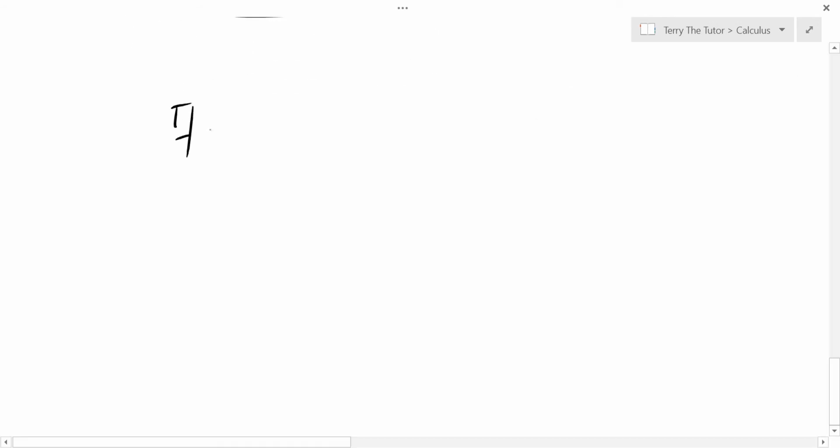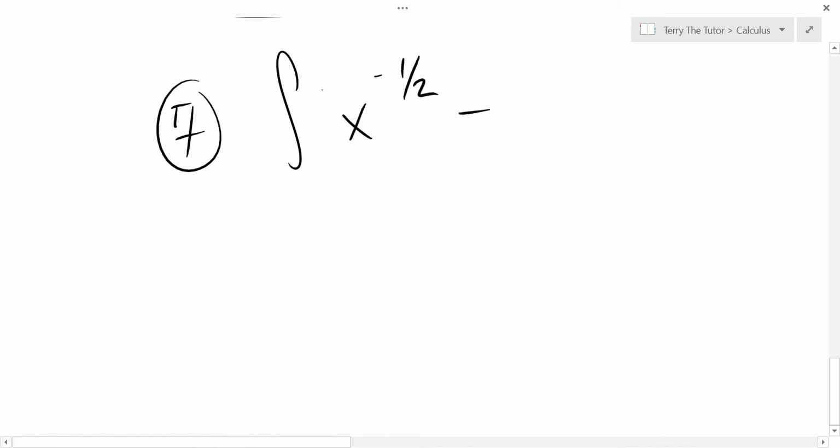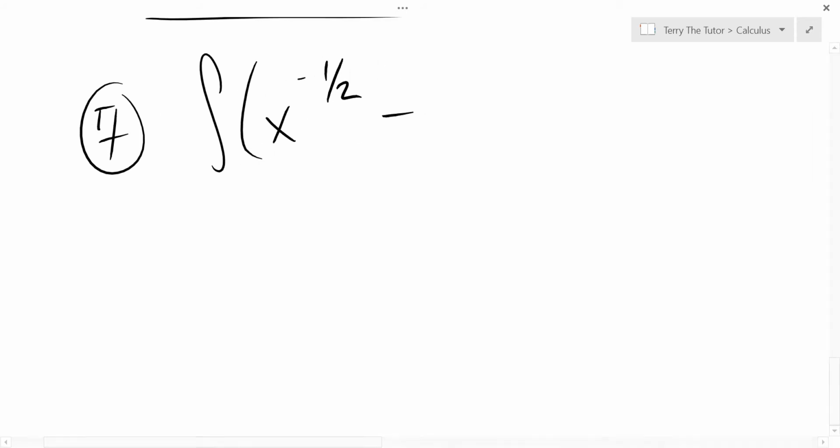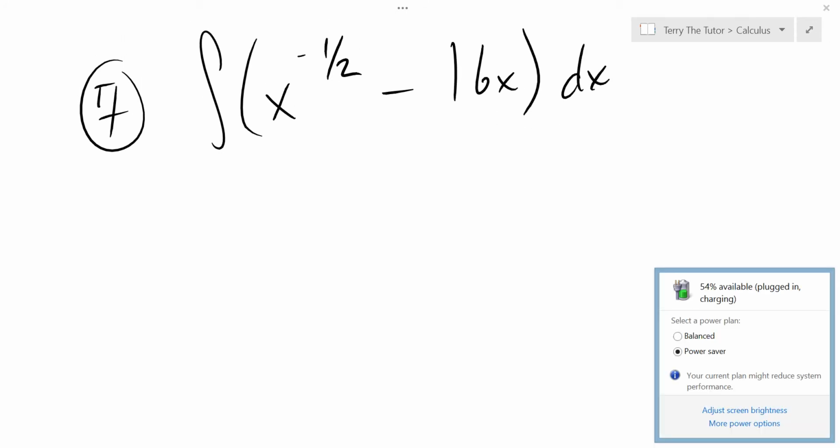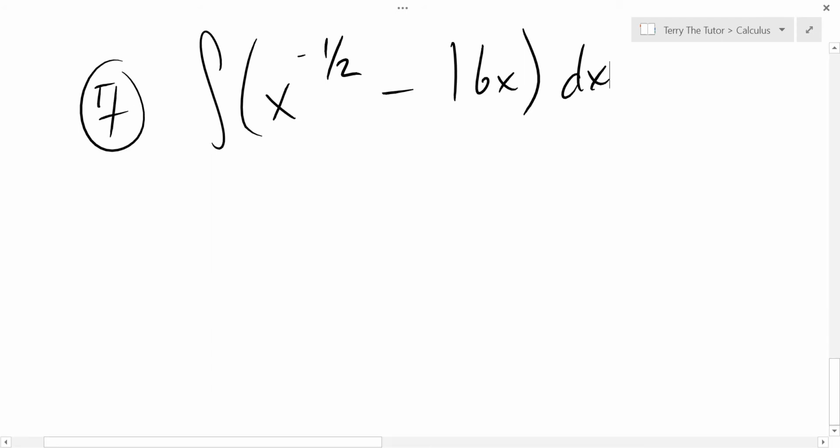7. We've got the integral of x to the negative 1/2. Well, that's nice. Whoever made this test already put it to the negative 1/2 power, so we don't have to do the algebra ourselves. What a guy. Let's see, we've got to take the integral here. Obviously. My mind fell asleep for a second.